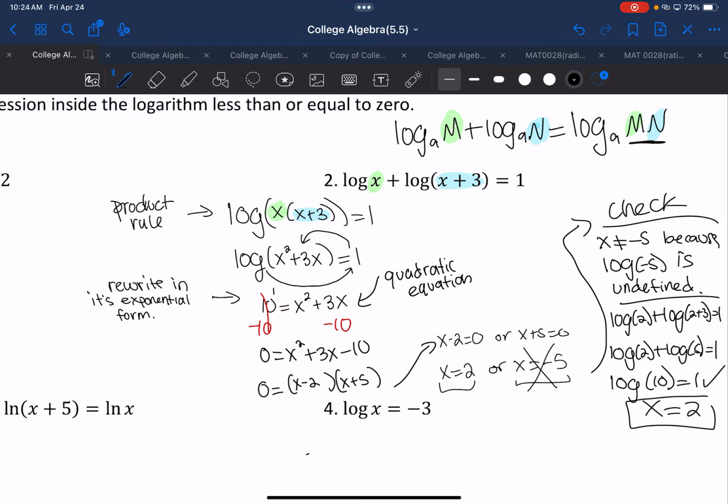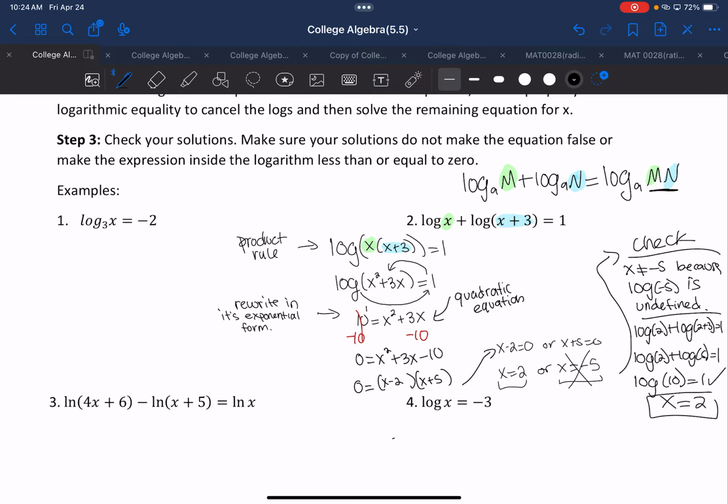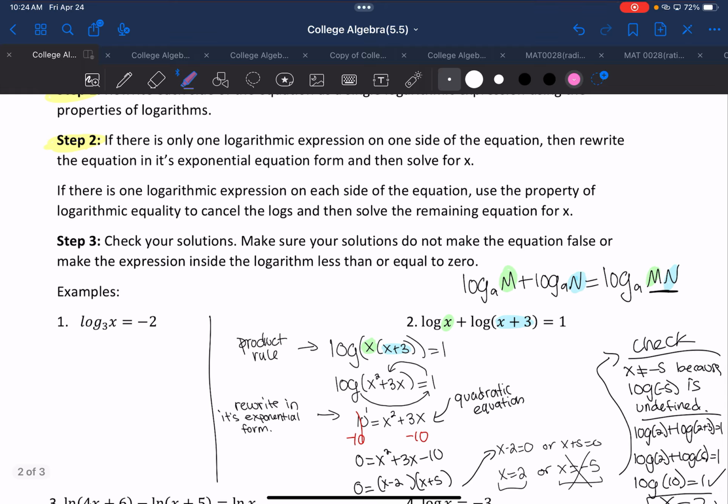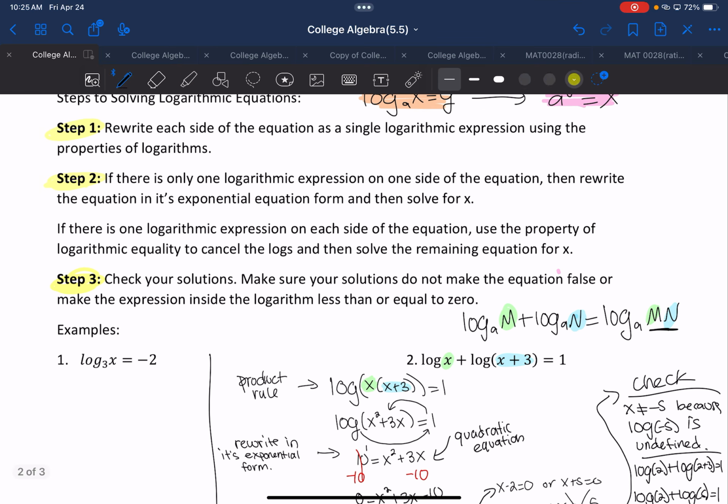I probably should have started with the easier one, but whatever. We're here. All right. Now, number 1, which is an easier one. Oh, and then by the way, we did step 1, we did step 2, and we did step 3, because we checked our answers to make sure that nothing made the inside of the original logs negative and that it was true. The only thing I haven't talked about yet is this one, but we will in number 3, because we just haven't had that case yet.